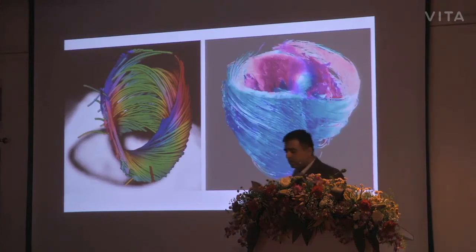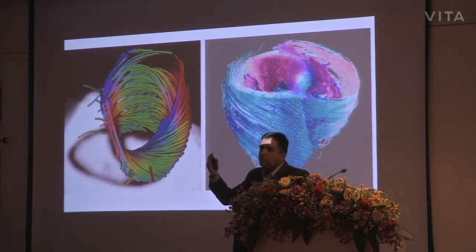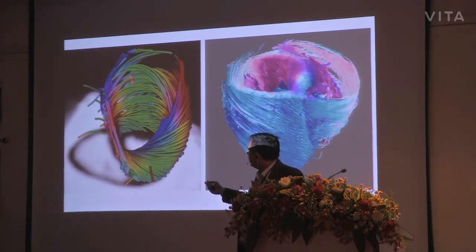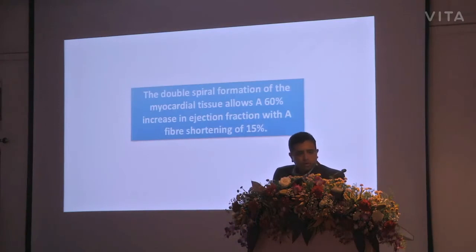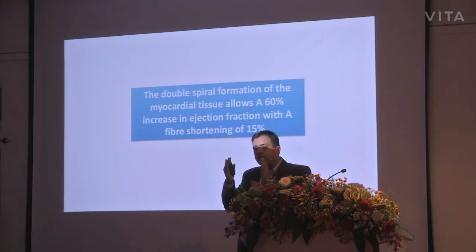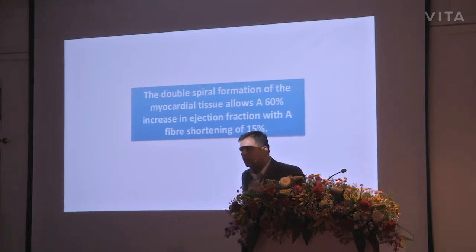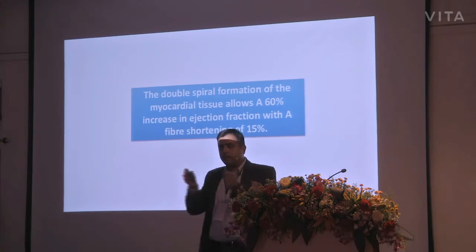Nowadays we have tagged MRI and MRI fiber studies where, thanks to neurologists who are able to map the individual neural pathways, the same technology can be applied to the heart muscle. And here you can see the subendocardial right-handed helix and the epicardial left-handed helix. Why is this so? The heart actually contracts only 15 to 20%. Okay. It doesn't contract 60%, it contracts 15%.